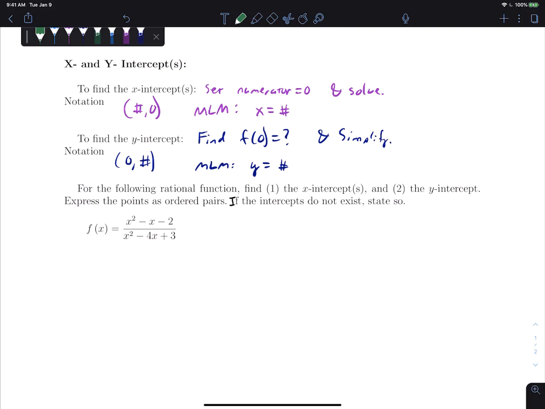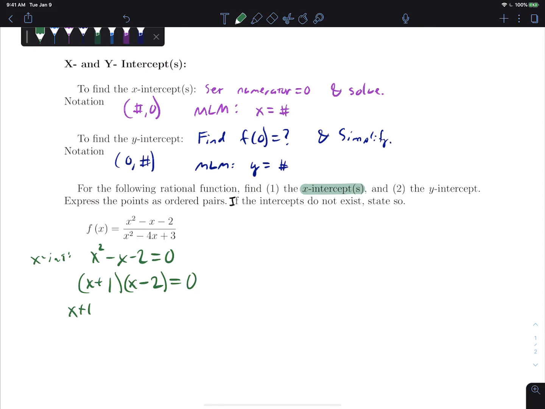Anyway, what we're going to do is we're first going to find the x-intercepts. So we're going to take the numerator, the x squared minus x minus 2, and set it equal to 0 and solve. My recommendation is to factor. We have an x here and an x here, a positive and a negative. I would put a 2 here and a 1 here. Fantastic. And then set each of these equal to 0 and solve. So we have two x-intercepts. They are negative 1, 0 and 2, 0.